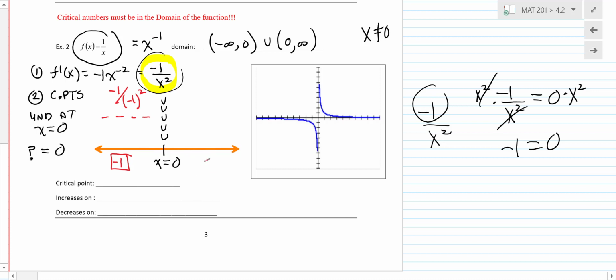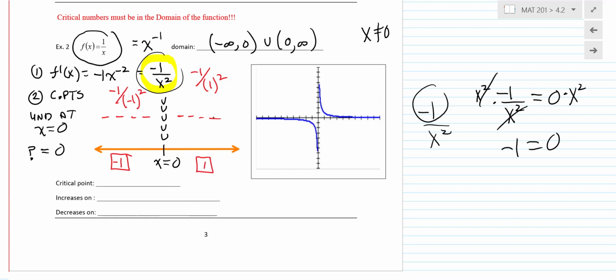Now take a test point that's bigger than 0, say, 1. Plug it into the derivative again, you have -1 over 1 to the second. So what's that, negative or positive? It's negative, right? Now here's the way I look at this. I want you guys to be able to do as much of this in your head as you can. When I look at this problem, I know the denominator is always positive. You agree with me on that? And I know the numerator is always negative. So isn't that thing always going to be negative? That's the idea.